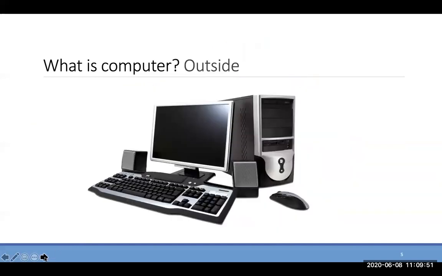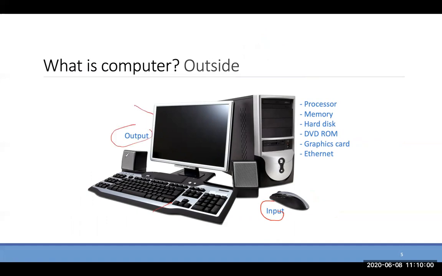So this is the desktop computer. These are like the input unit. It could be the mouse, could be the keyboard. The output could be the monitor. It could be the speaker. Okay, and this is what we call the CPU. It has the microprocessor, the memory, the hard disk, and so on and so forth.